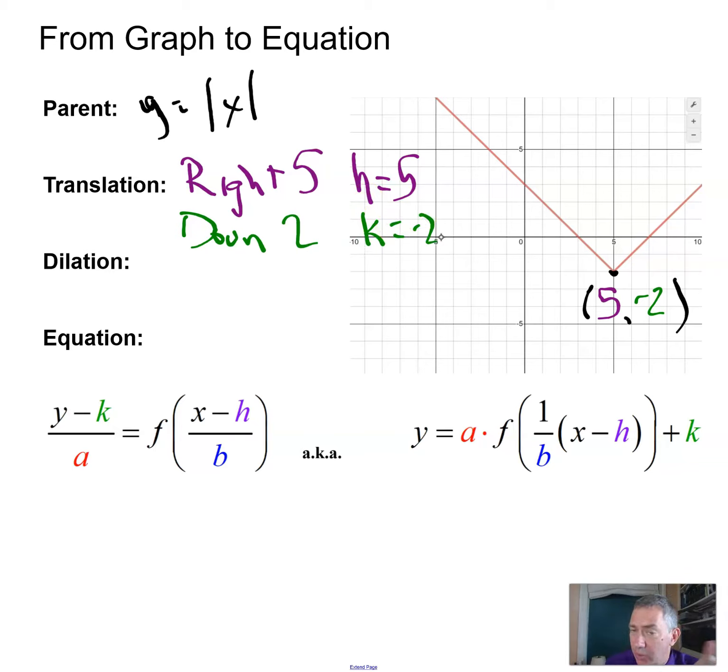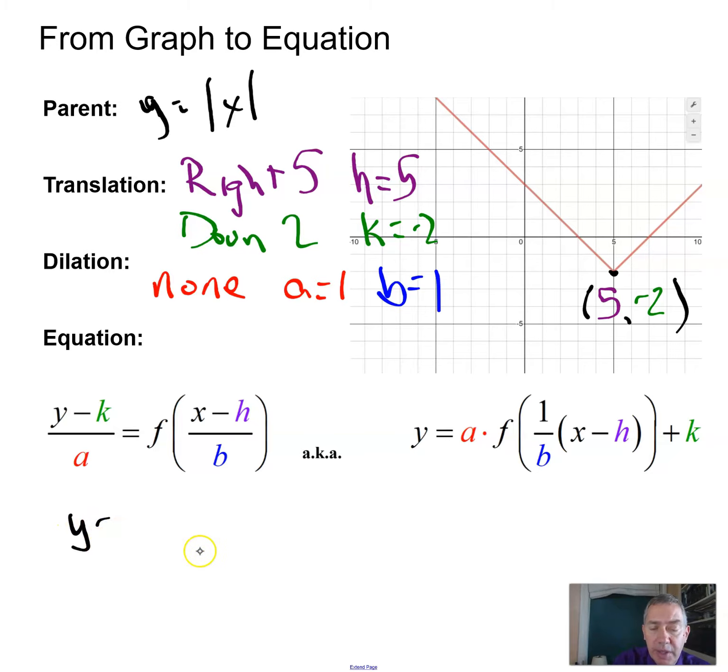Next question is, what's the dilation? In the normal absolute value parent function, you would go 1 unit to the left, 1 unit to the right, and up 1. And that's exactly what we have going on here. 1 unit to the left, up 1, 1 unit to the right, up 1. So there is no dilation. So a and b in the equation are 1. a equals 1 and b equals 1. So now we've got all the parameters. We just have to write the equation.